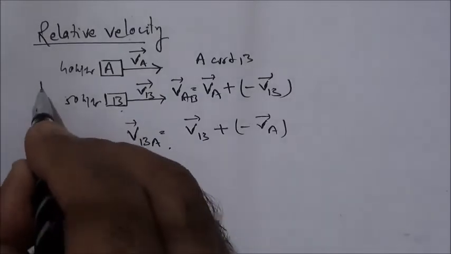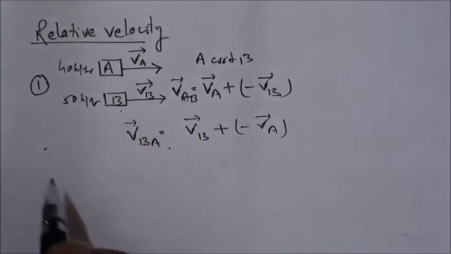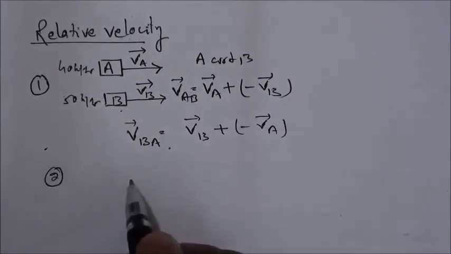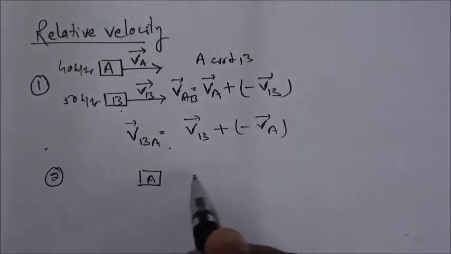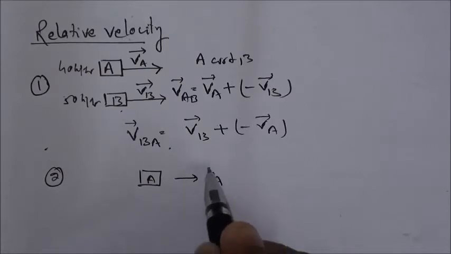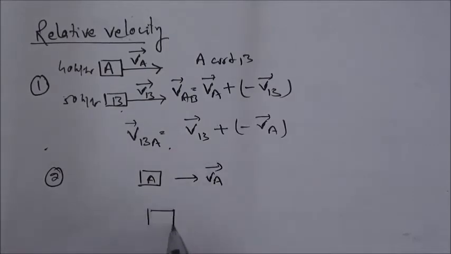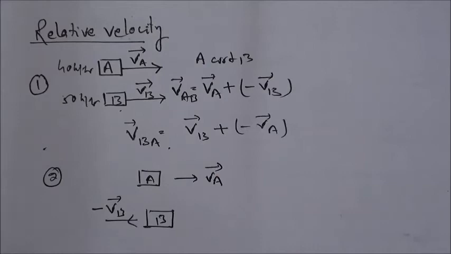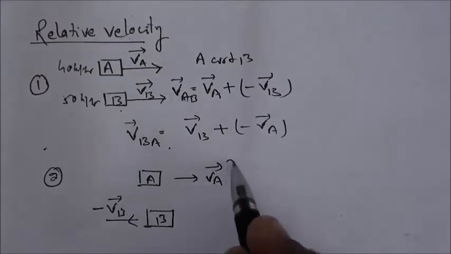Now this was the first case. Let me take another case. Now A is moving in this direction, but B is in opposite direction. So we will take a minus sign because it is in opposite direction.